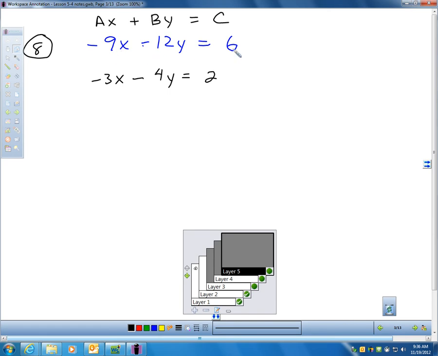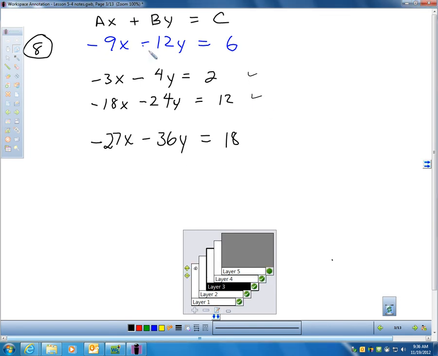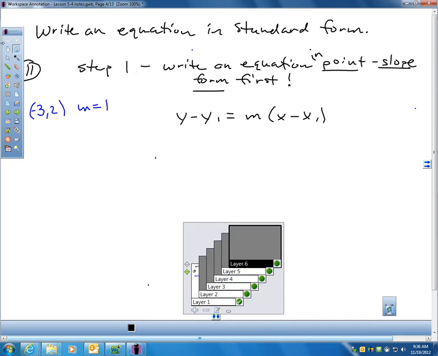One would be if I divide everything by 3, I'd get negative 3x minus 4y equals 2. That certainly is equivalent. Or maybe I could double everything, like negative 18x minus 24y equals 12. There's two equivalent equations. They asked for two in the directions. Obviously, there's plenty more. Here's another one. If I tripled everything, I'd get to here. Or if I just multiplied everything by negative 1, look what would happen. I get positive 9x, positive 12y, negative 6. I just need two. I actually gave you 4. So that first block of problems, that's what they're asking you to do.